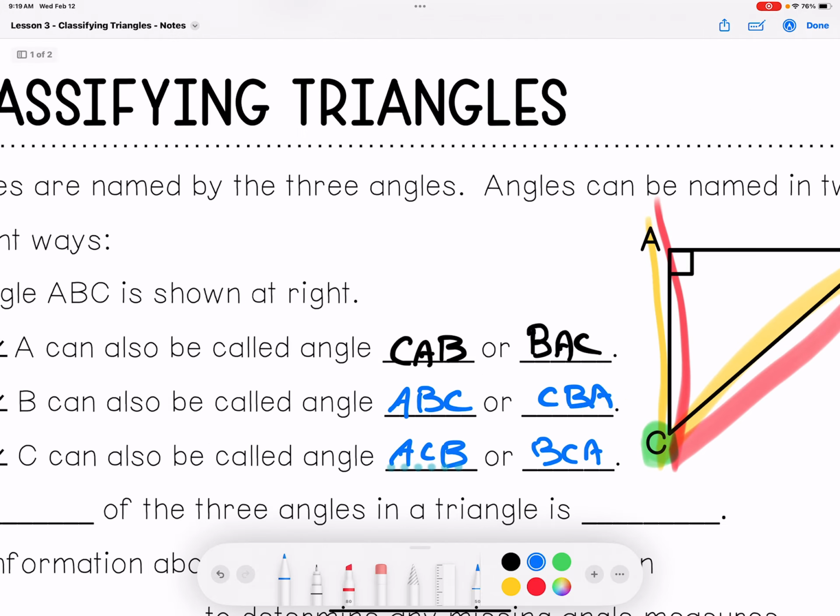Notice whichever angle you're talking about, please notice, it's in the middle. So we were talking about angle A, look, it's in the middle. We're talking about angle B, it's in the middle. Angle C there, we're talking about it's in the middle. Okay? All right.